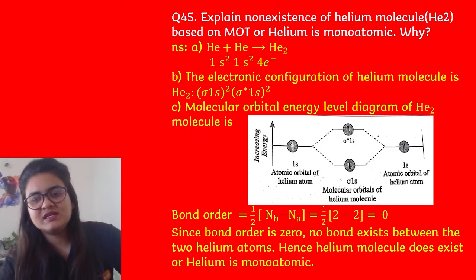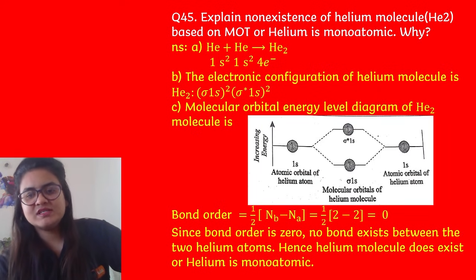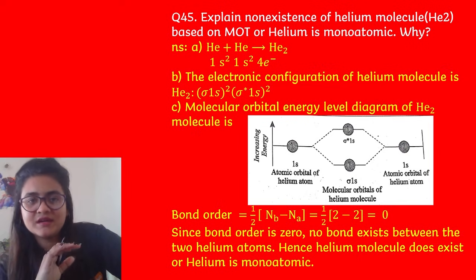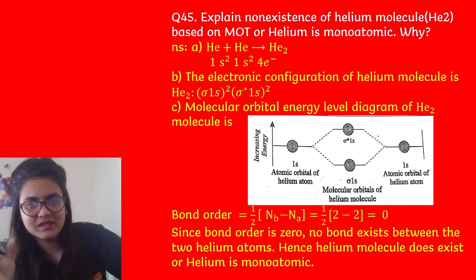Okay, explain the non-existent helium molecule based on the MOT. So here, hypothetically think that an He2 molecule exists, and if you make the MO diagram, you can see 1s and 1s, total 4 electrons. If you find the bond order, bonding minus anti-bonding, 2 minus 2, the bond order comes 0. So if the bond order is 0, definitely there is no bond between the two heliums. As a result, you can say He2 does not exist.